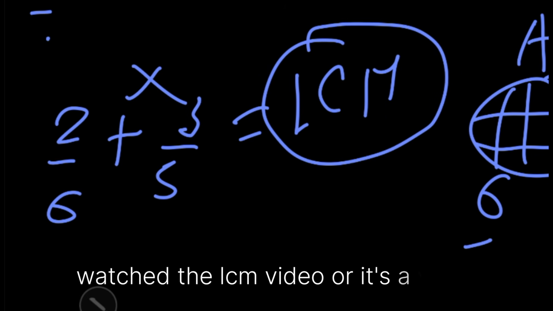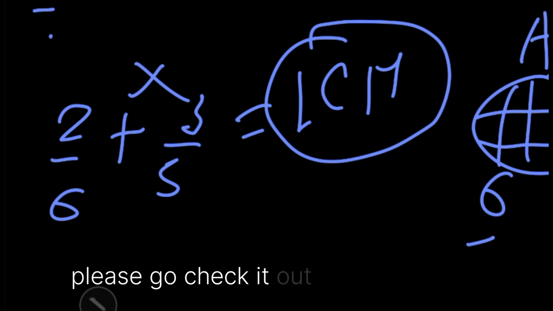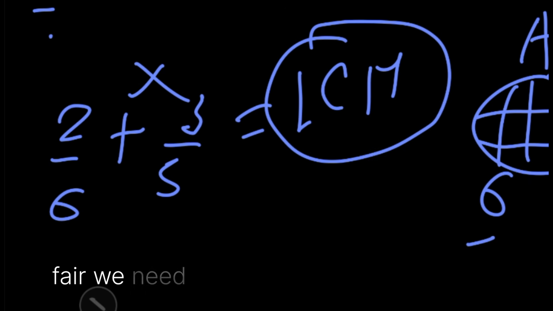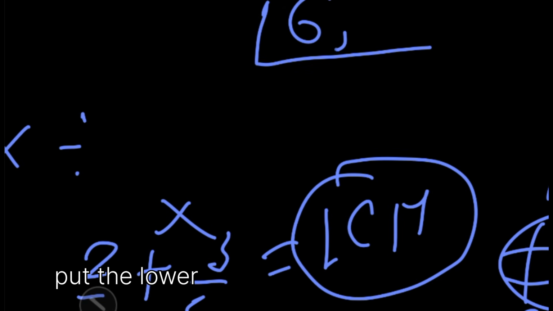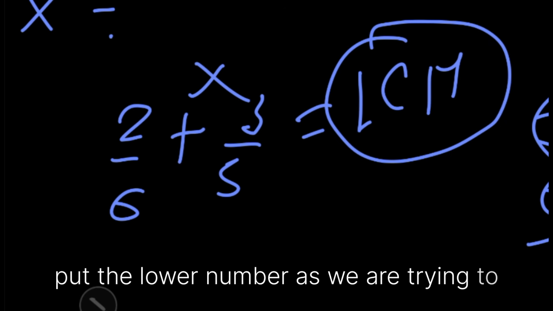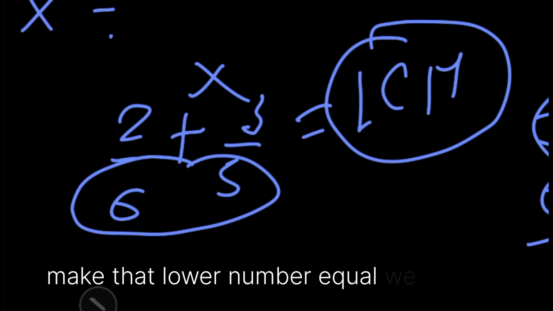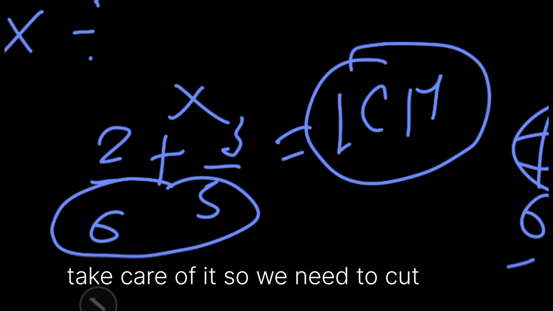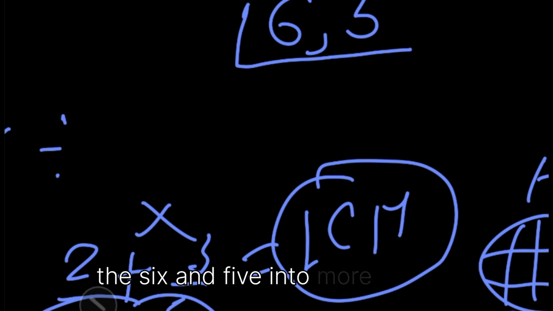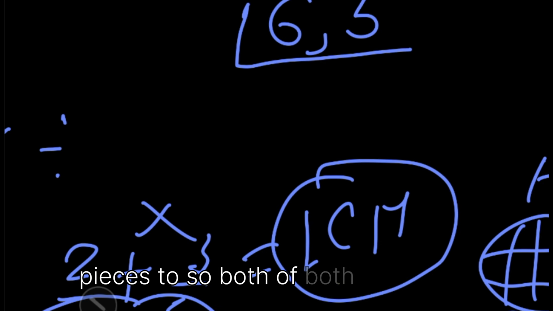If you haven't watched the LCM video, please go check it out, because we need the LCM here. How can we do the LCM? Let's do a quick revision. We are trying to make the lower numbers equal, so we need to take the LCM of them. We need to cut down the 6 and 5 into smaller pieces so both of them fit together.